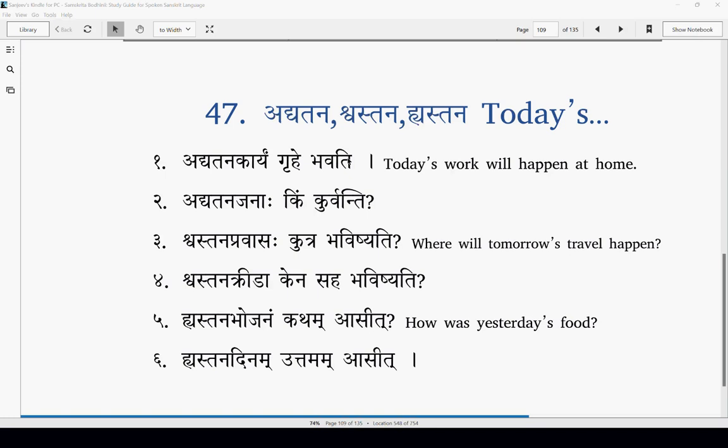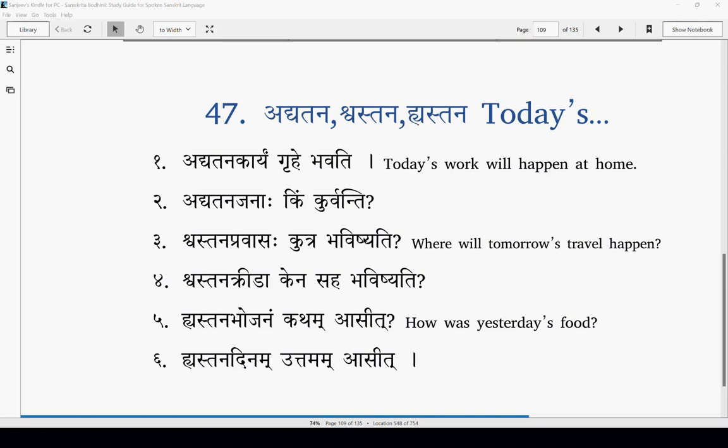But if we add tana, now how do we say that? Why are we adding this tana here? So udaharanam: astatra kim adyatana karyam gruhe bhavati. Adyatana karyam means today's work. It is not just today. Today's means the work of today. Gruhe bhavati, will happen or happens at home.